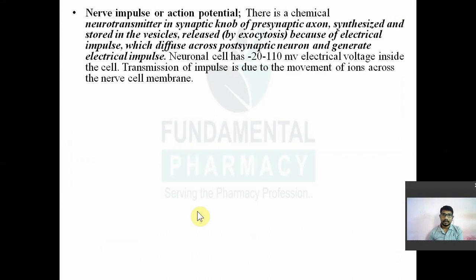There is a chemical neurotransmitter in the synaptic knob of the presynaptic axon, synthesized and stored in the vesicle, released by exocytosis because of the electrical impulse, which diffuses across to the postsynaptic neuron and generates the electrical impulse by interacting with its receptor. Now, the neuronal cell will have a minus 70 to minus 110 millivolt electrical voltage inside the cell. Transmission of nerve impulse is due to movement of ions across the cell membrane.